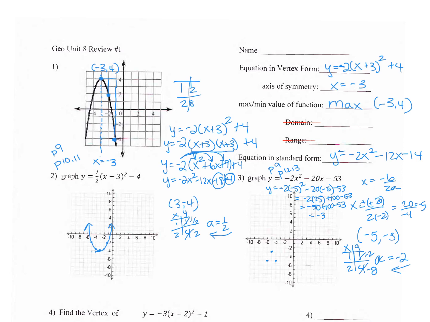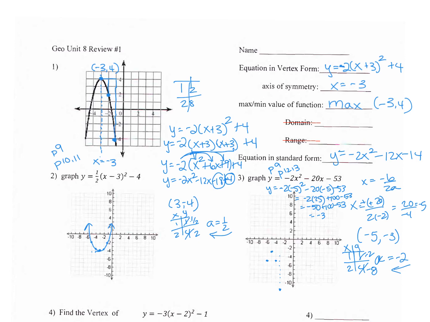And now I'm going to go 2 to the right, down 8. And so 2 to the right, down 8. 1, 2, 3, 4, 5, 6, 7. Looks like I'm going off my graph by a little bit. And I'm going to do the same on the other side. So 1, 2, and then down 8.